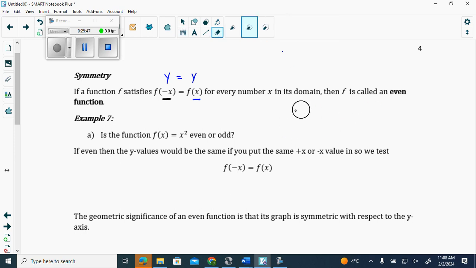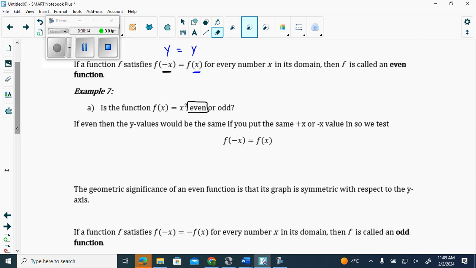So here it says, is the function f of x equals x squared even or odd? Well, I already showed you it's even because I showed my little numbers, right? Did I verify that it's even? Yes. Did I prove that it's even? No. I verified for 2 values. They both worked. Yay, but I didn't show that for everything it works. So to show that everything works, if even, then the y values would be the same if you input x and negative x. So we test it out.